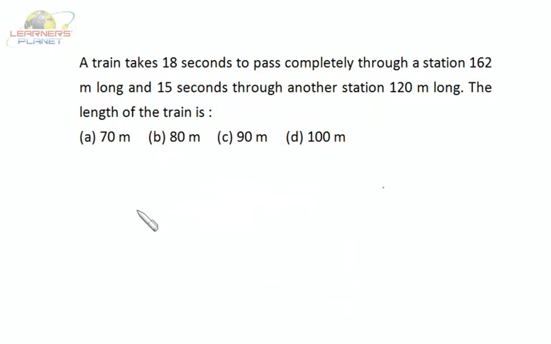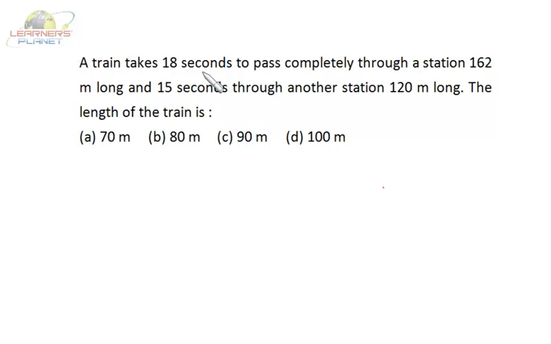Now try this problem. A train takes 18 seconds to pass completely through a station 162 meters long and 15 seconds through another station 120 meters long. The length of the train is? Friends, very simple question. We have to calculate the speed of the train. In both the cases, the speed of the train is the same, as we can assume that.